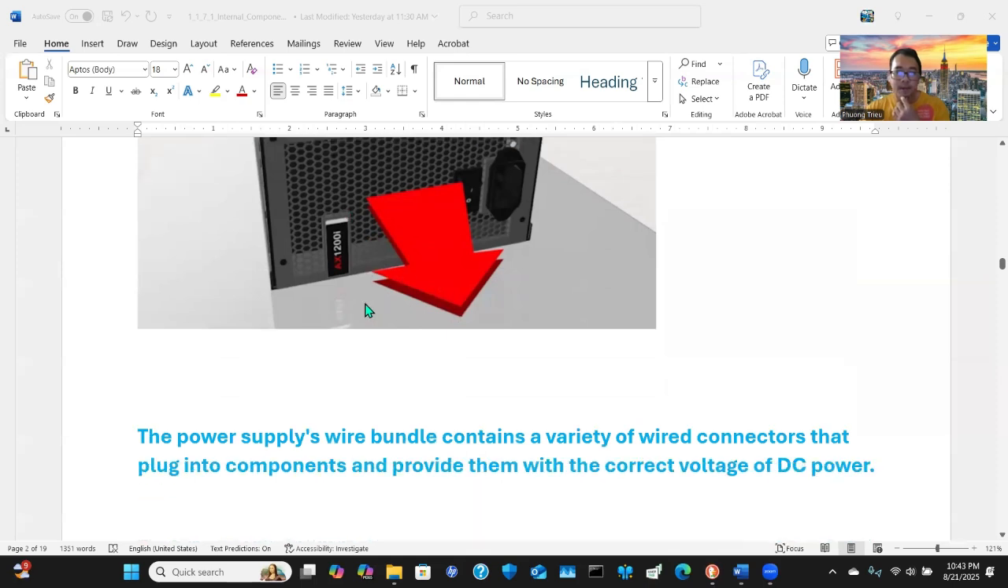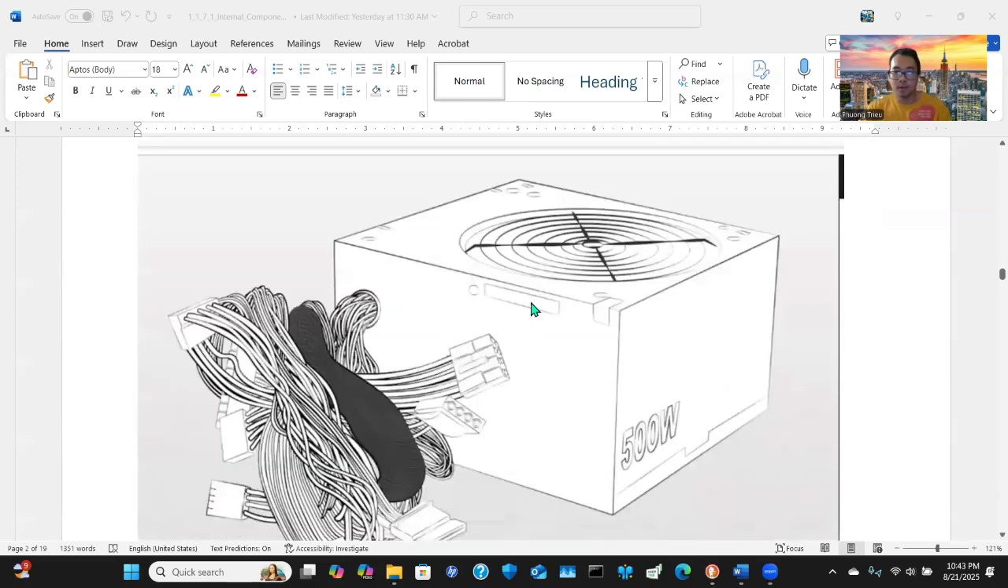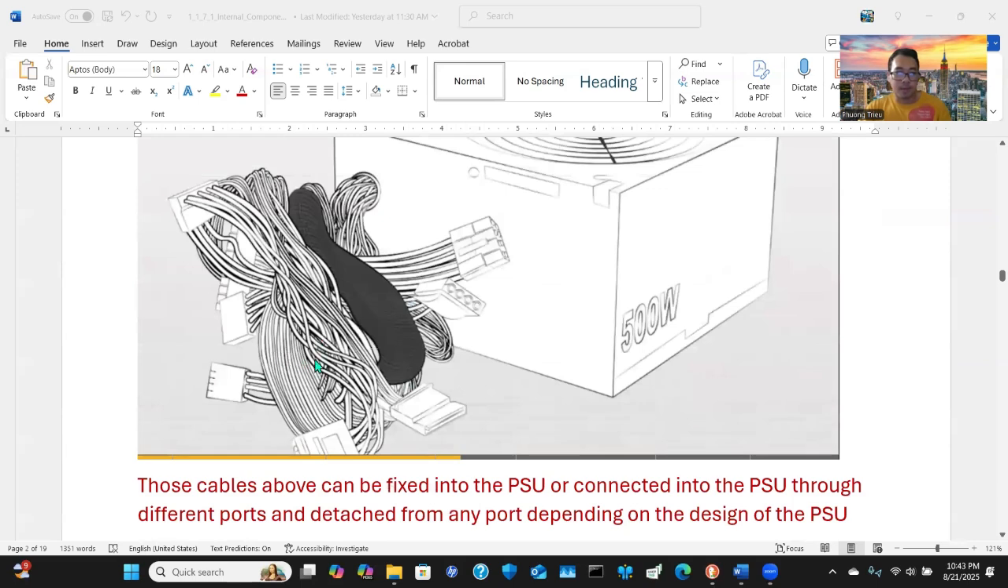The power supply's wire bundle contains a variety of wire connectors that plug into components and provide them with the correct voltage or DC power. Here you can see the wire bundle that contains a variety of connectors. Those cables can be fitted into the power supply unit, or connected through different ports and detached from any port, depending on the design of the power supply unit.